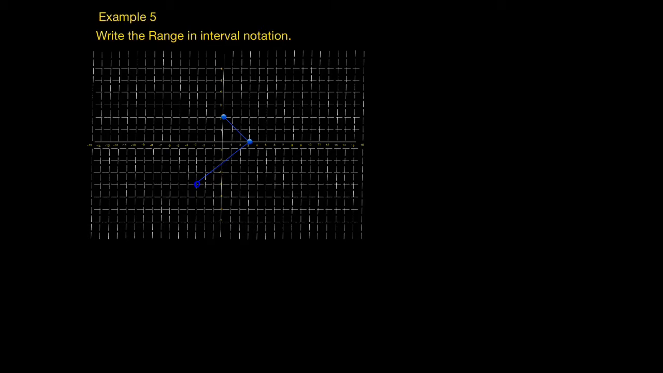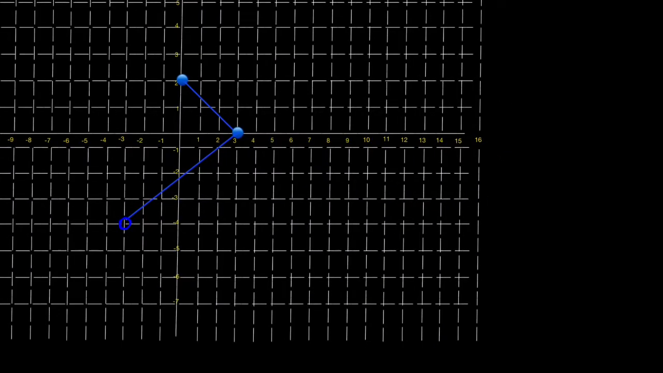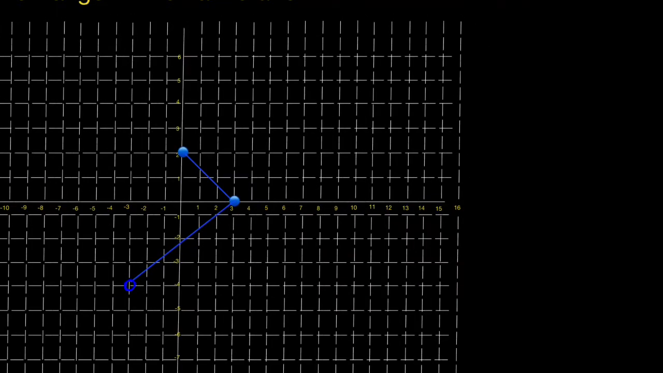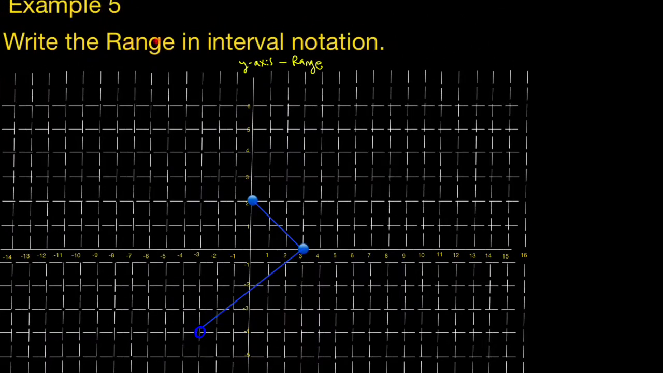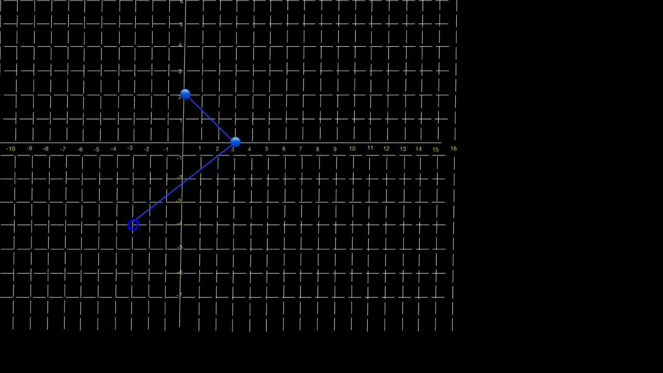Now we're going to turn our attention to writing these using interval notation. So let's take this problem that we've done before and let's get the range using interval notation. Because we want the range, we're focusing on the y-axis, so the vertical, and we're trying to get the highest point and the lowest point. And I always say that backwards. The lowest point always goes first.